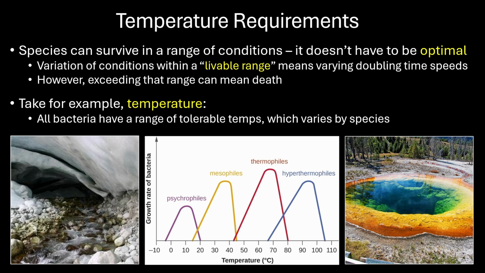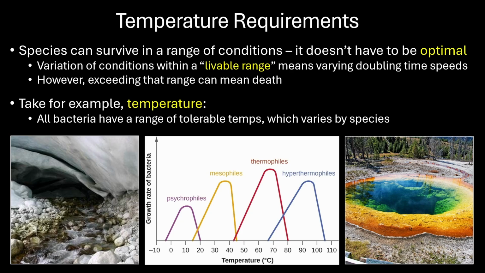Exceeding that livable range, though, if you go beyond what we consider to be livable, that can mean death. So if you put the species in an environment that is so unideal that it has created a challenge that is impossible for it to overcome, like an extremely hot environment where it normally doesn't tolerate those conditions, that can be a significant problem and can result in the death of the organism.